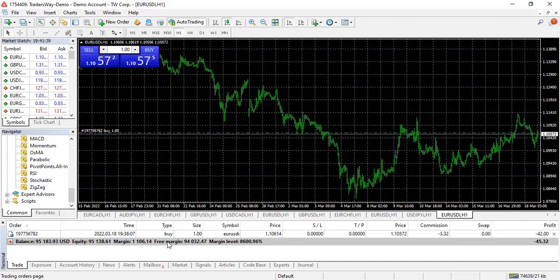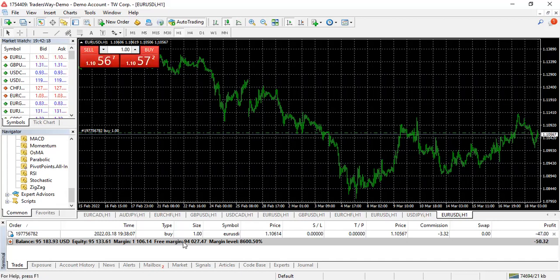I say free margin is the amount that is available to open a new trade. So if I want to open a new trade now, I only have $94,033.47. That is the free margin I have to open a new position. If I keep on opening new positions and exhaust this free margin, they won't allow me to open any position anymore.